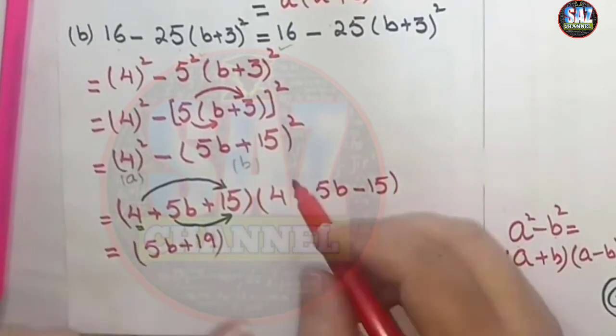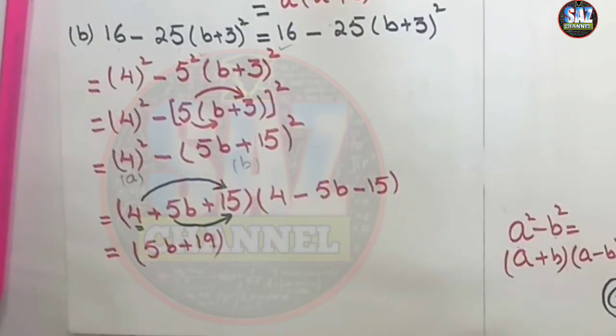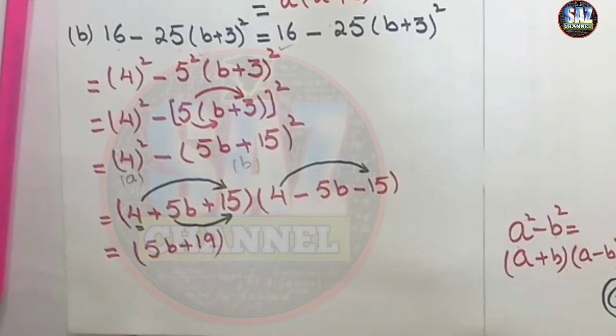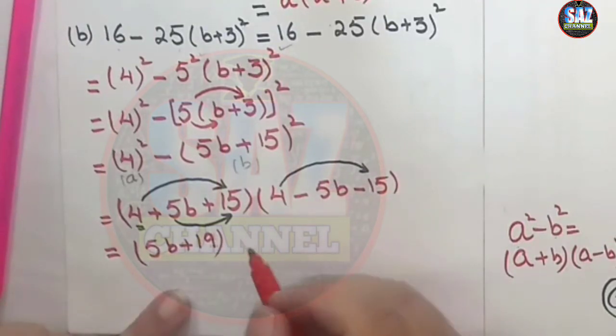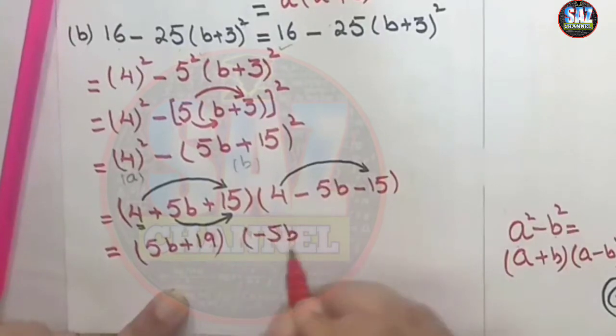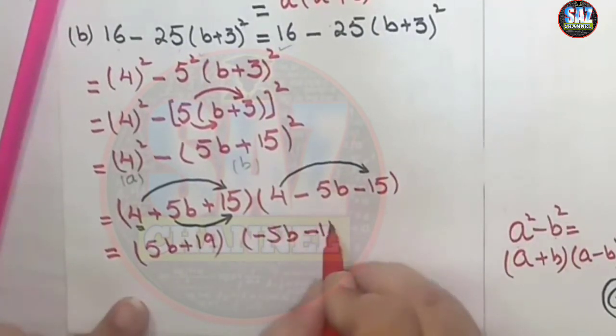And coming to the next bracket, we can see 4 and 15, we can solve them. 15 is a larger number. It has a negative sign. So it will become minus 5b. 4 minus 15 is minus 11.